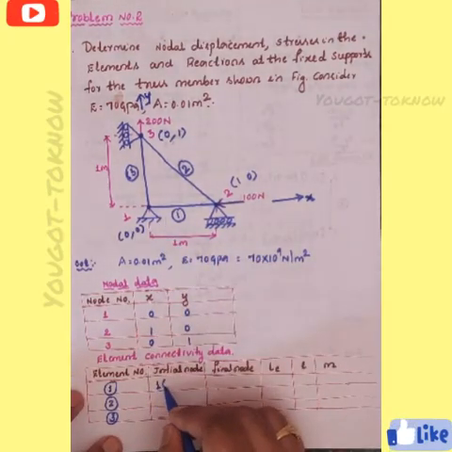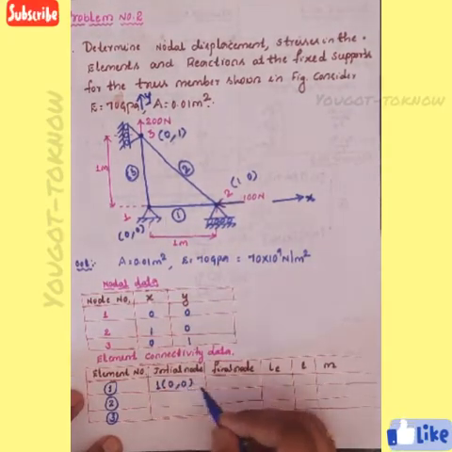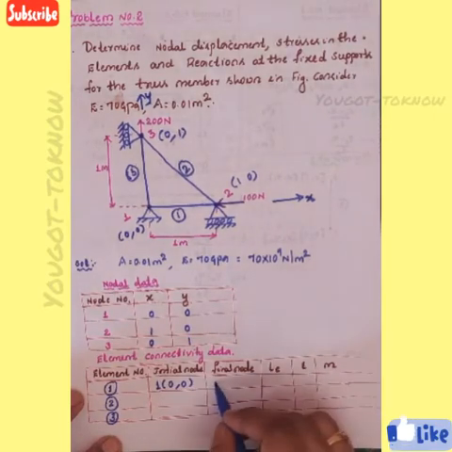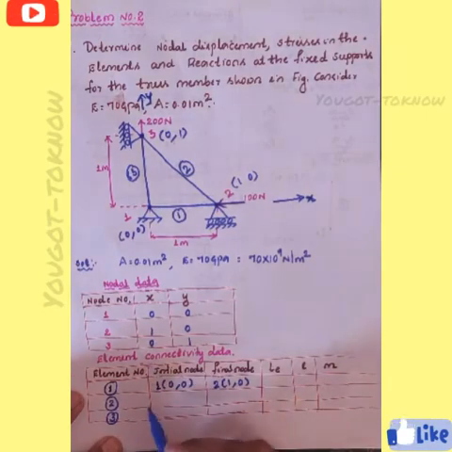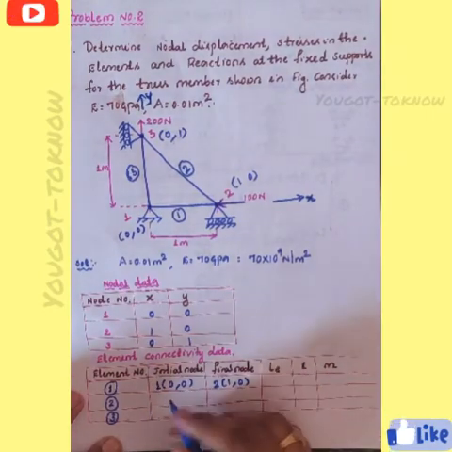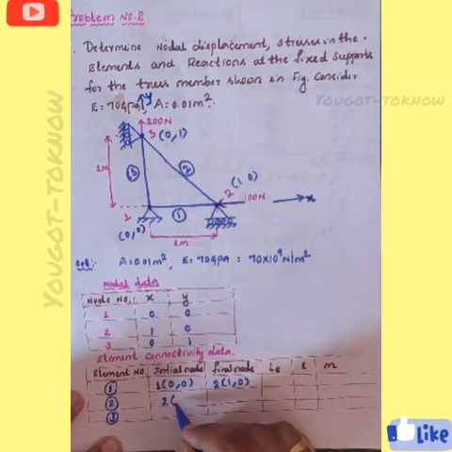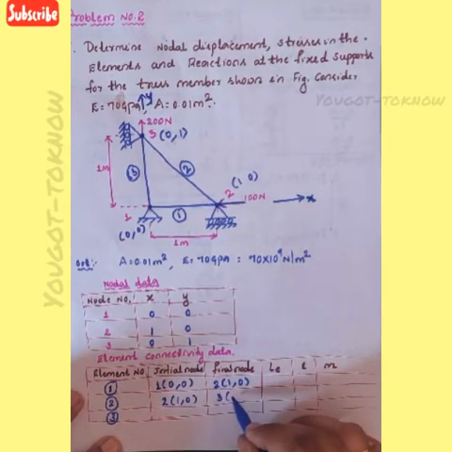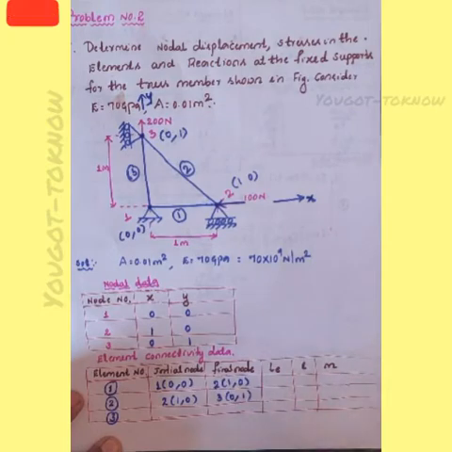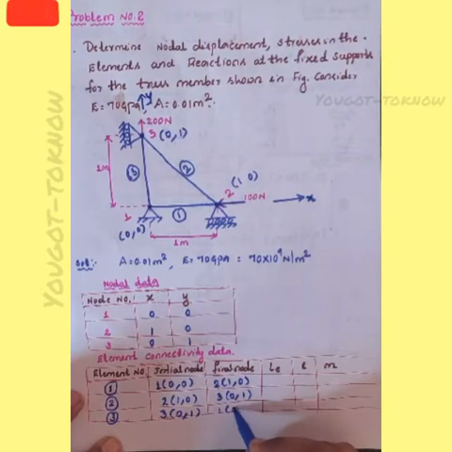If you take the first element, element number 1, that is nodes 1 and 2. Node 1 will be your initial node, that is 0, 0, and the final node will be node 2, that is 1, 0. Similarly, element number 2: the initial node will be 2, that is 1, 0, and the final node will be 3, that is 0, 1. Then element number 3: the initial node will be 3, that is 0, 1, and the final node will be 1, that is 0, 0.